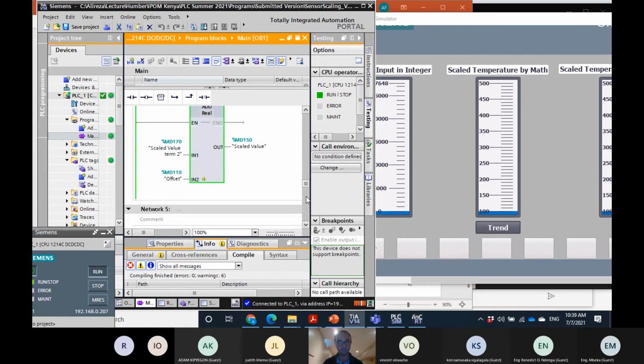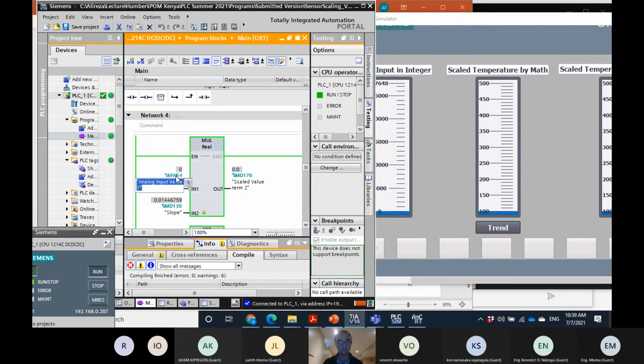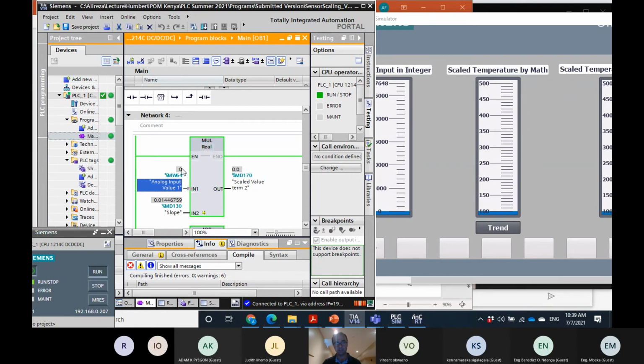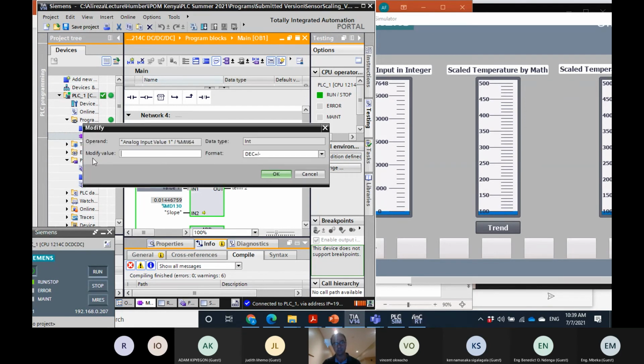What happened? Oh, yeah, this. Double click on this, and then this opens. And here you can modify the value. Let's, for example, set 10,000s. Let's see what will happen.